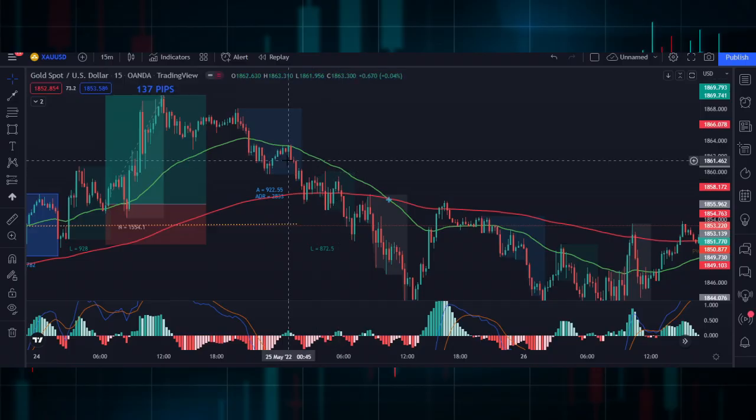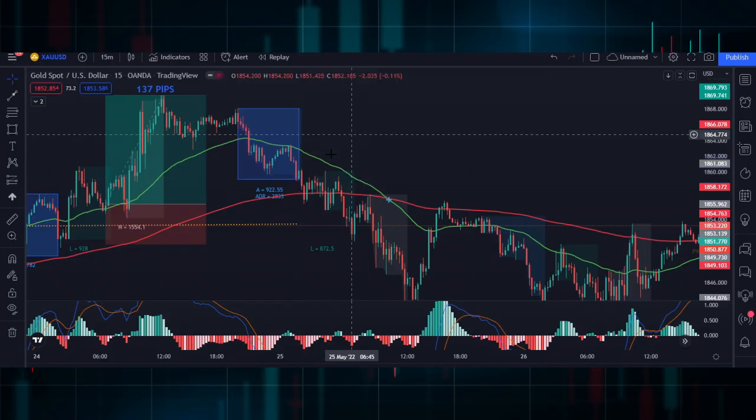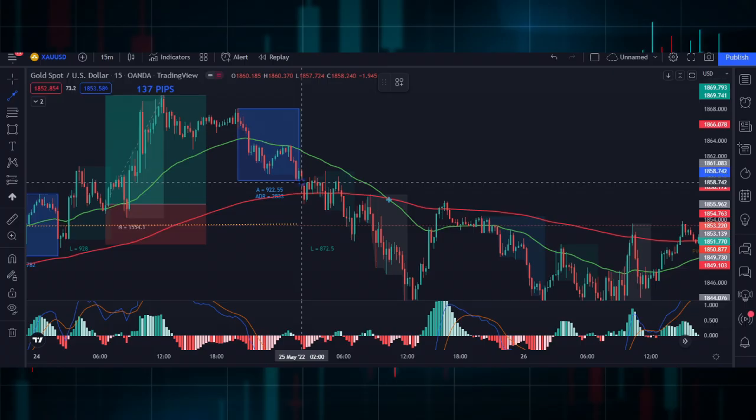We're coming in on the 25th of May. Like the 24th of May, we're looking for a buy setup. Let's make things a bit clearer here. As you can see, price fell below the Asian session box here before coming up again.